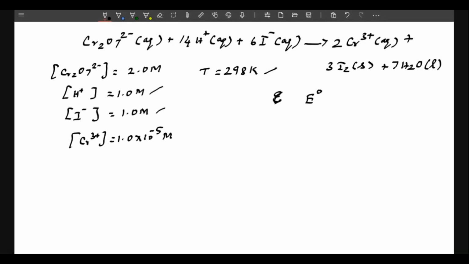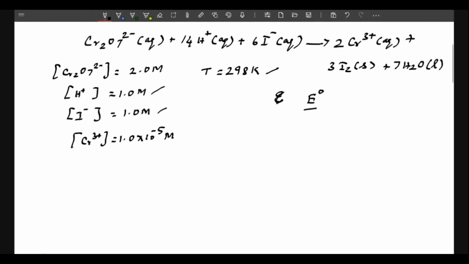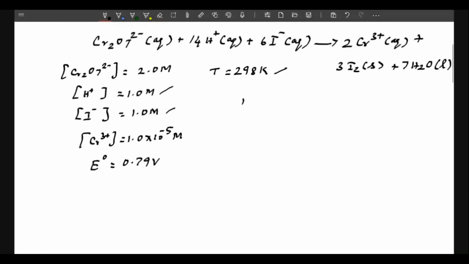If they give it directly, then it is a direct problem. Instead of giving E naught cell directly, if they give the electrode potential, it is a two-step problem. You have to calculate the E naught. In this problem, E naught of the cell is equal to 0.79 volt. Therefore, calculate the EMF. Whether you are calculating E naught or E, it is E because it is in the non-ideal condition.